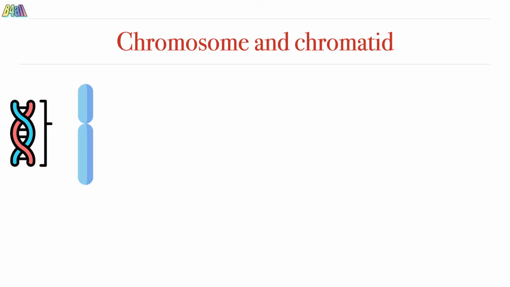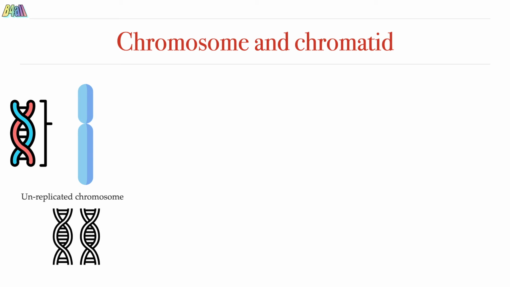Chromosome and chromatid. We know that DNA condenses and forms chromosome, and one DNA molecule makes up one chromosome. It looks like this. We call this an unreplicated chromosome. When the cell starts to undergo division, the DNA replicates. We know that it happens during the S phase of the cell cycle. After replication, the chromosomes look like this. The chromosome is made up of two strands that have replicated from one. These two strands of the chromosome are called chromatids.